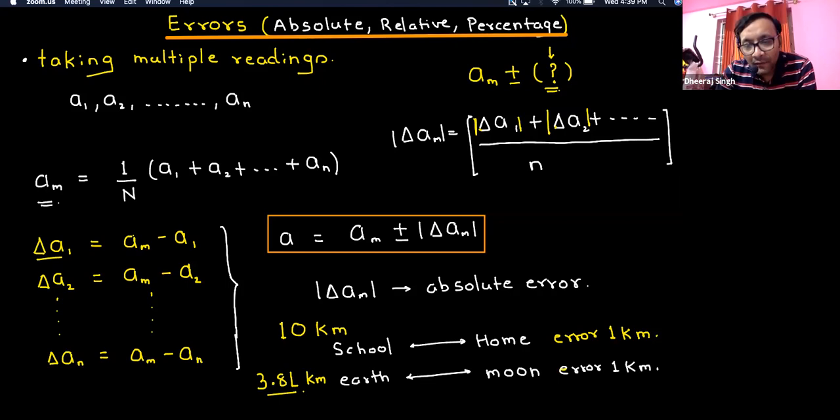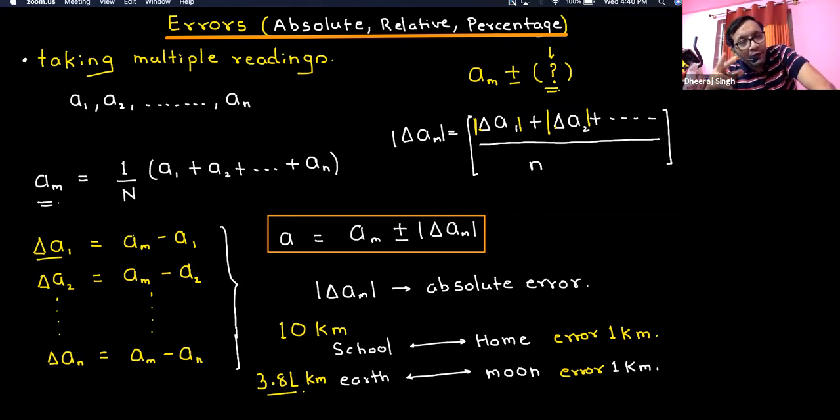Okay. Now tell me which reading is better, as in more accurate, more precise. Which one? The second reading is better, right? The second reading is better, but the amount of error is the same in both cases, right? In both cases, the error is the same, 1 kilometer. So this is a very important learning here.